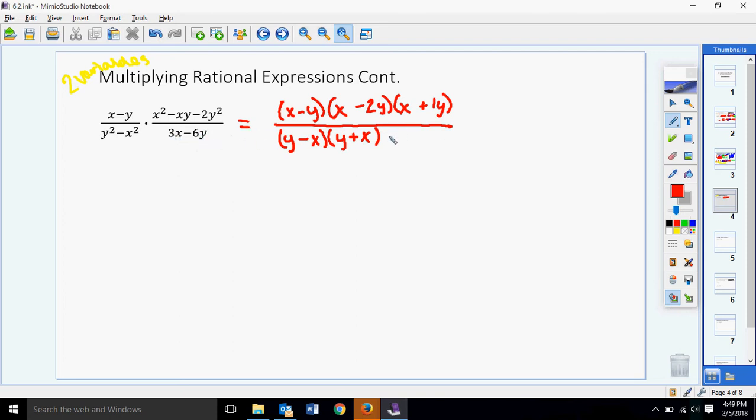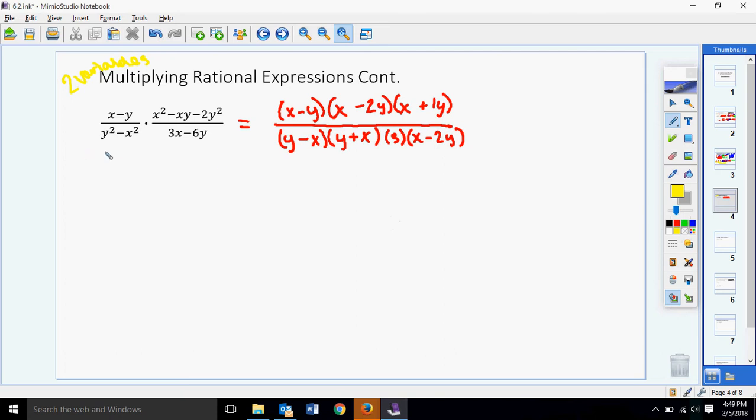And lastly, my second denominator is 3x minus 6y. Do you see anything that we could take out of there? Well, obviously we can't take out an x because it's not in both terms. We can't take out a y because it's not in both terms. But we can factor out a 3. Taking out a 3 would leave us with x minus 2y.